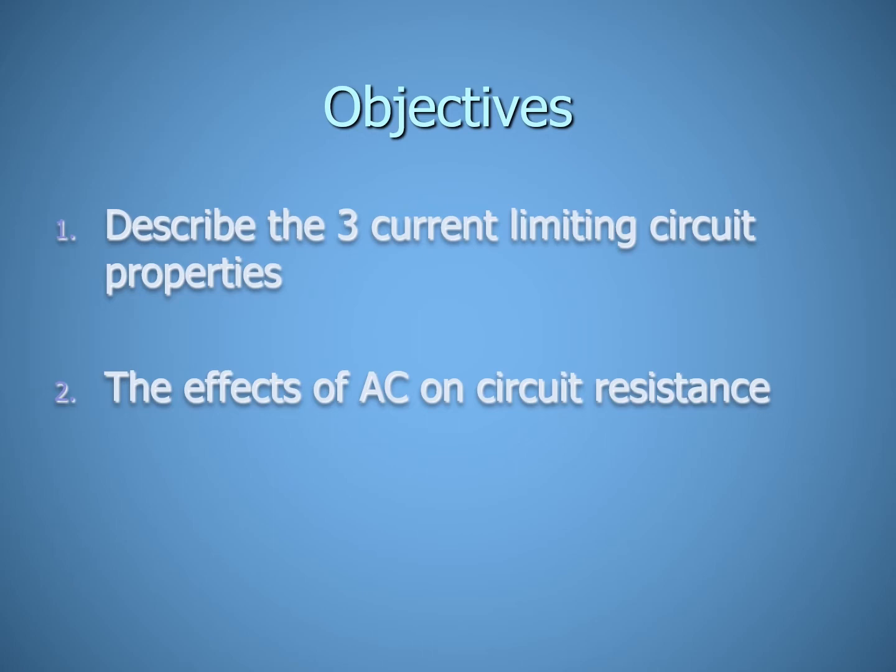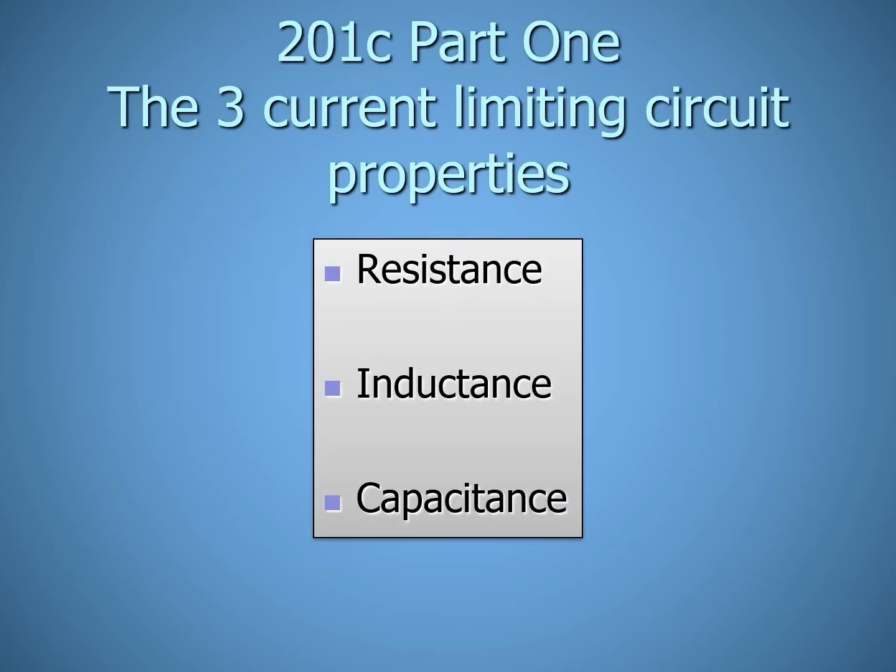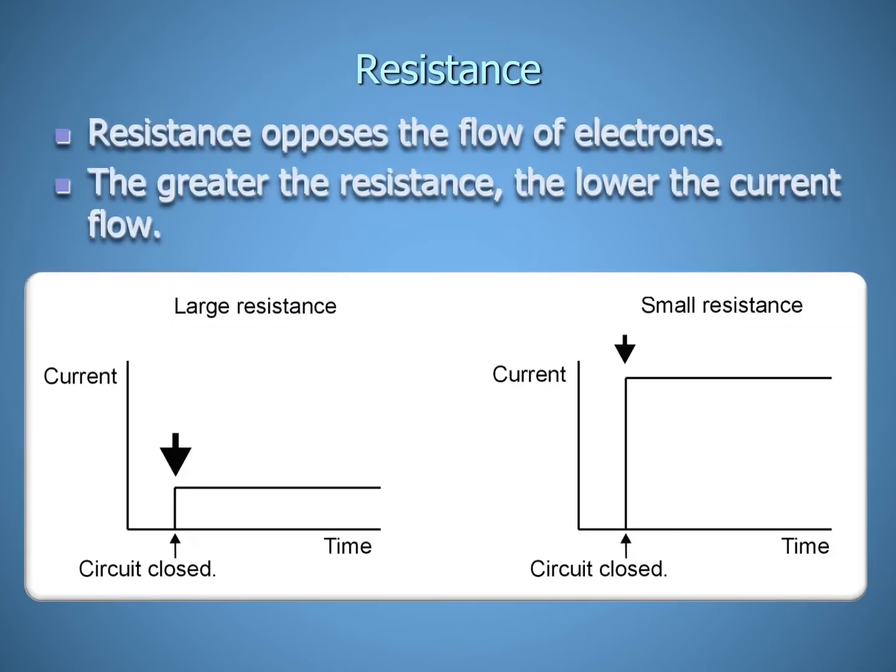The first video is going to be on the three current limiting circuit properties that we find in an AC circuit, and the second video is going to be on other things that we need to think about that could affect total circuit resistance. We're going to discuss a little bit more about the three properties that oppose current in their own way in an AC circuit, being resistance, inductance, and capacitance.